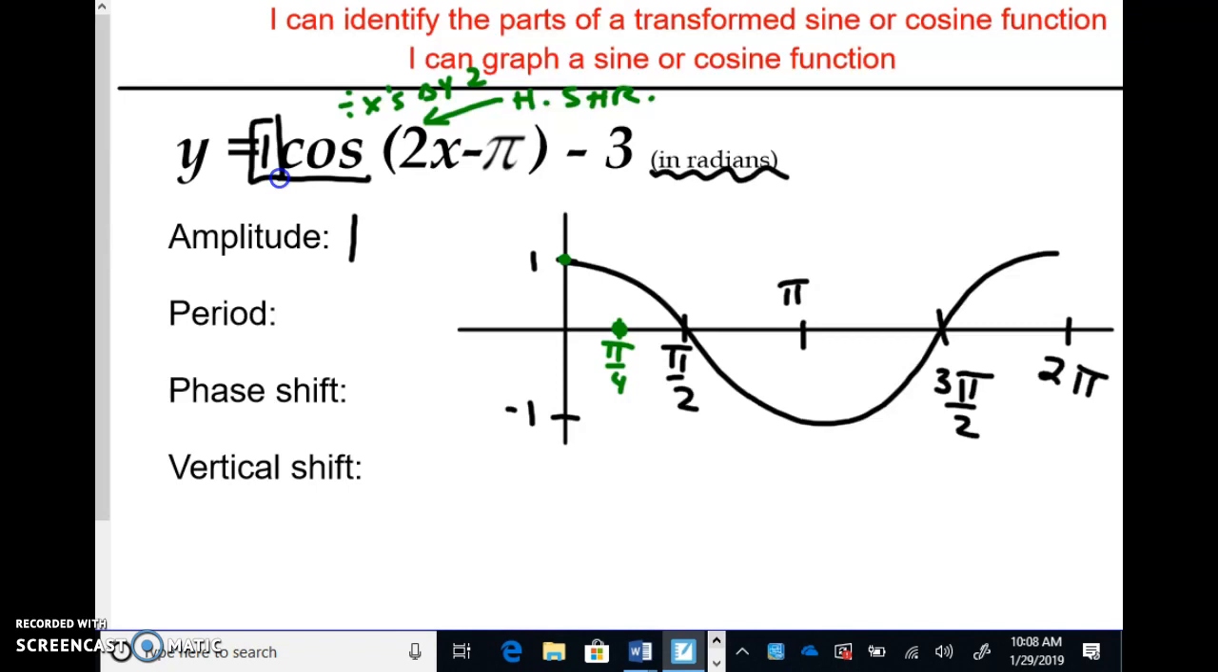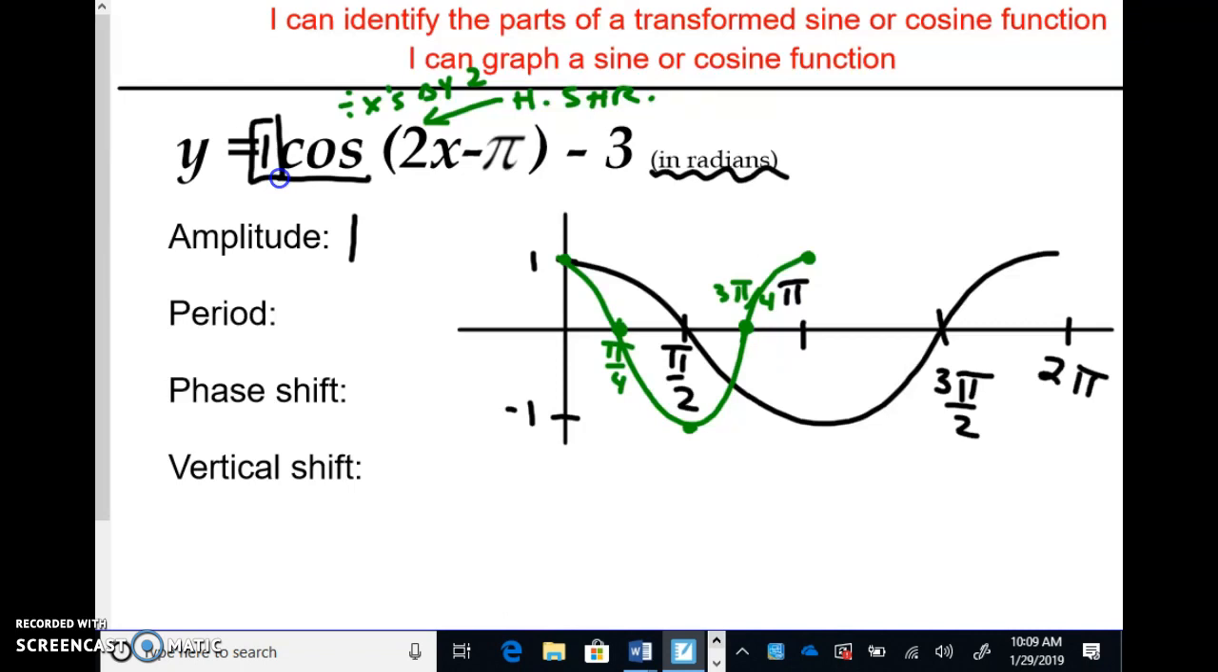The next important x is at pi. You divide it by 2, pi is 180, divide it by 2 is 90, which is same as pi over 2. 3 pi over 2, same as 270, divide it by 2, 135, which is 3 pi over 4. And 2 pi, which is 360, divide by 2 is 180. Okay, so there we have the horizontal shrink because of the 2.